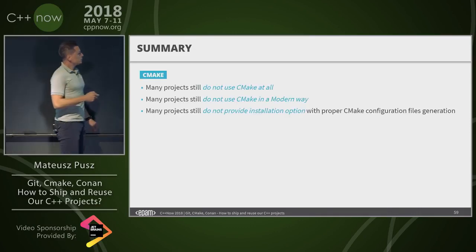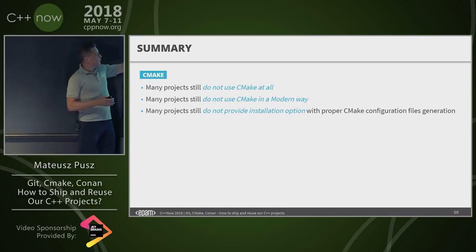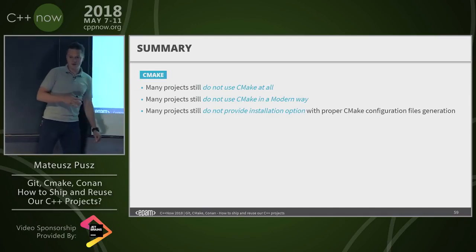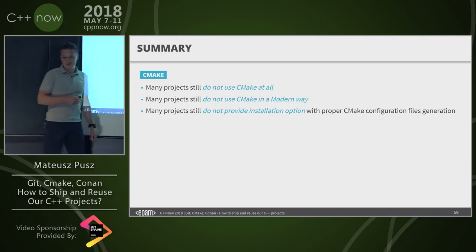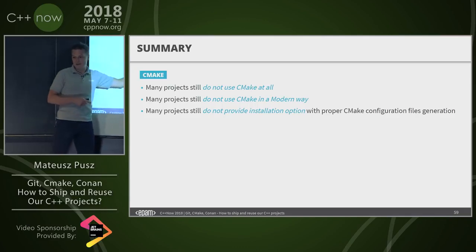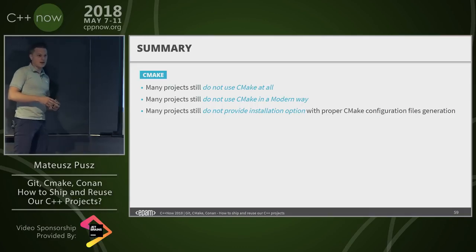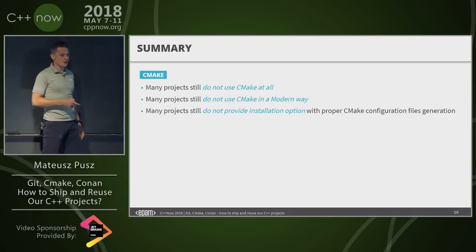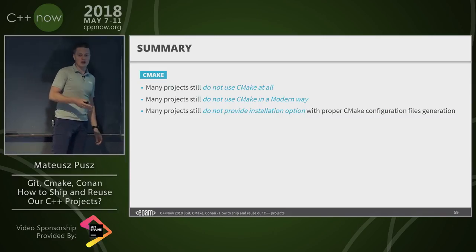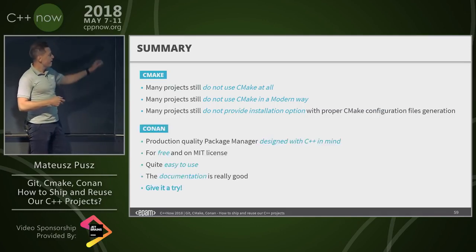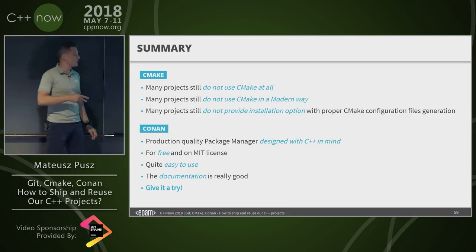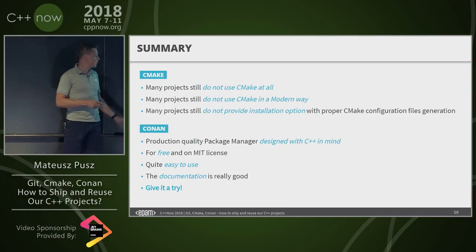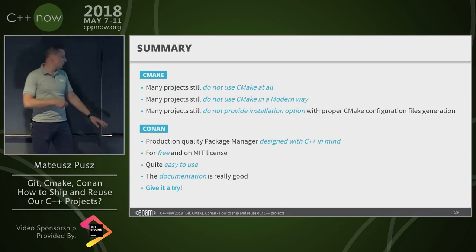As a summary, many projects still do not use CMake at all. It's a problem right now, as CMake is the established standard, in my opinion. Many projects do not use CMake in a modern way, and even if they do, they do not provide means to install stuff and then reuse it. So please think about this, and if possible, update your CMake files in order to be compliant, to be social, and to work with that. Regarding Conan, it seems that it's a production quality package manager already. It had its version 1.0 release last winter. It's free for use, quite easy to use. Documentation is really good. Give it a try.